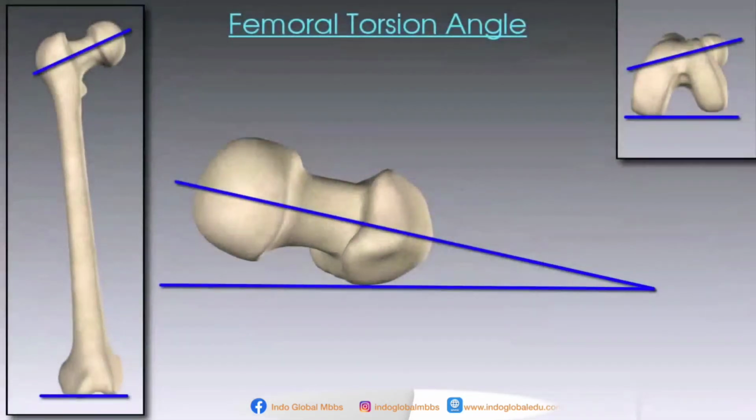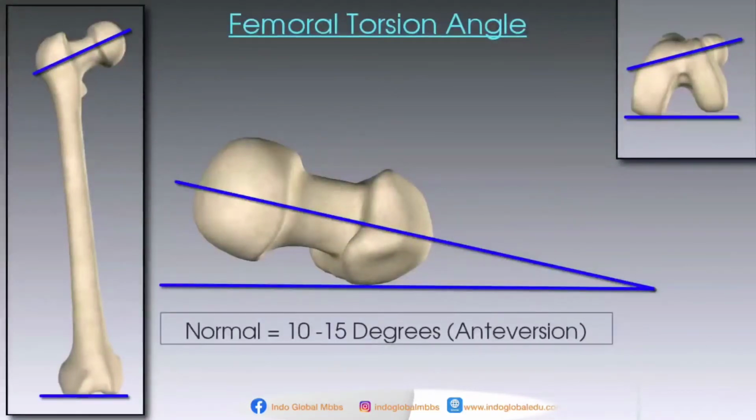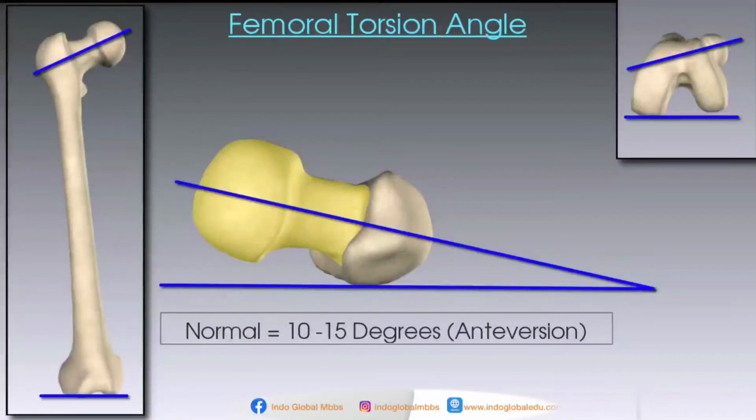So the middle picture is looking top down on the femur, and it's just easier to see what we're referring to. The normal femur has an angle of torsion of between 10 and 15 degrees anteversion. Anteversion just means leaning forwards, and in this context it means the femoral neck is leaning forwards in the normal person between 10 and 15 degrees. If this angle increases, i.e.